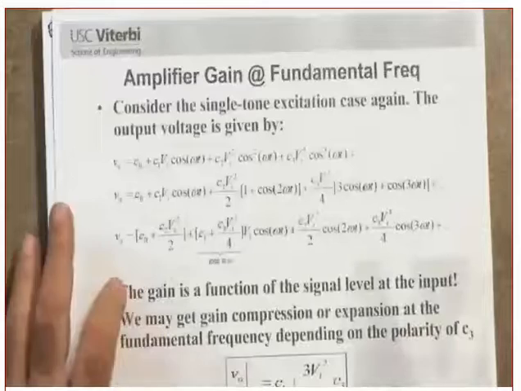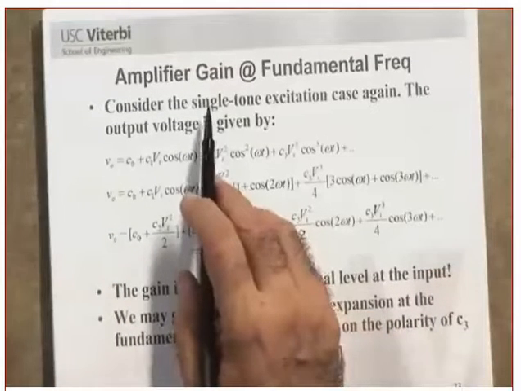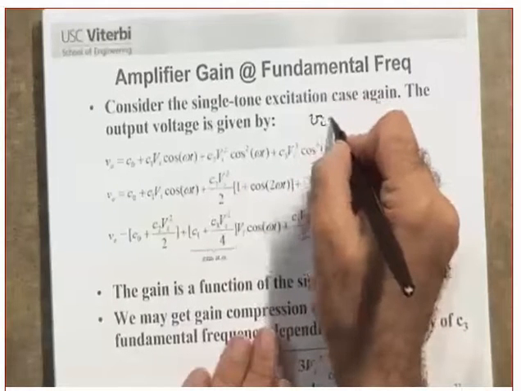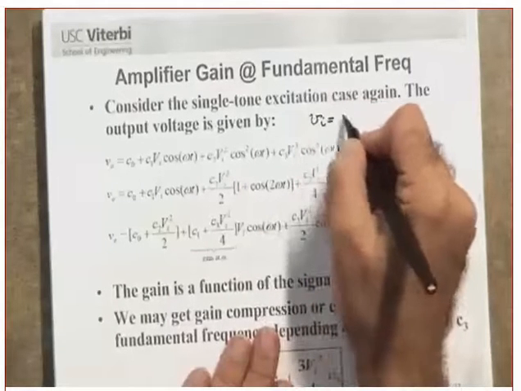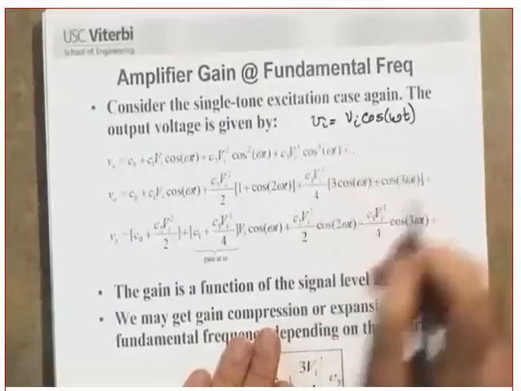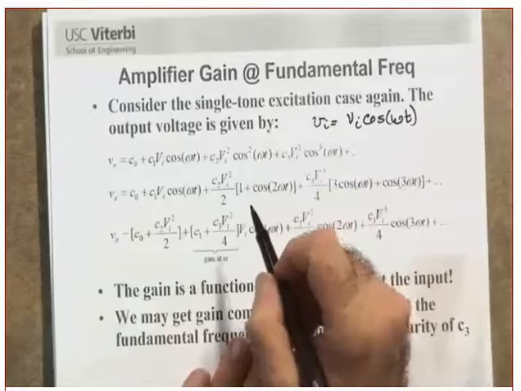Now, let's understand the equations. We consider a single tone. Assume that we do have a single tone excitation. So the input is VI of t equal to VI cosine omega naught t. That's the input.